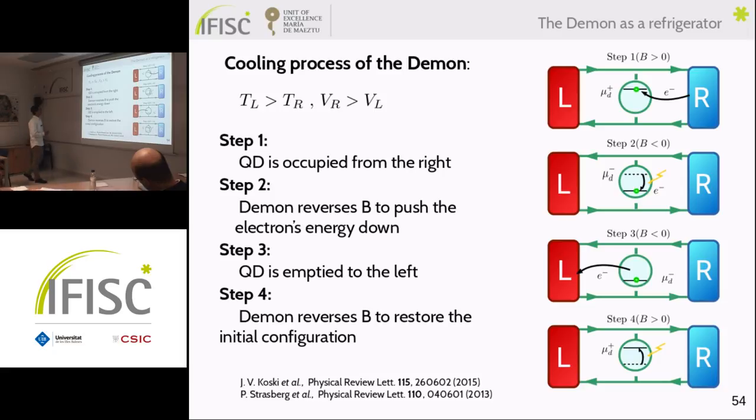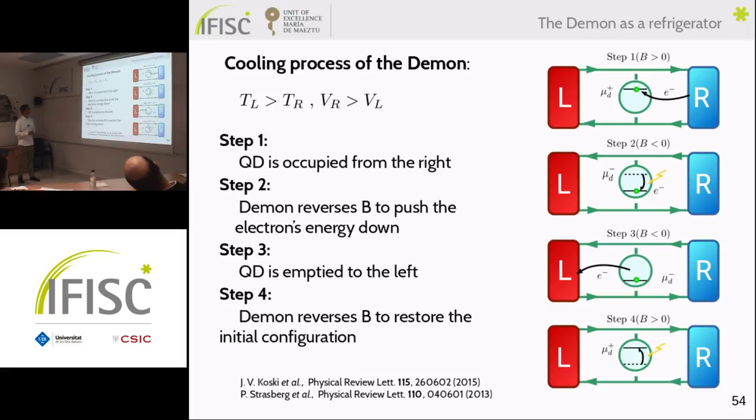Now we move to the second possibility. What we would like to do is implement a cooling process with the daemon. So now we apply a thermal gradient and we would like to extract energy from the cold reservoir through information only.